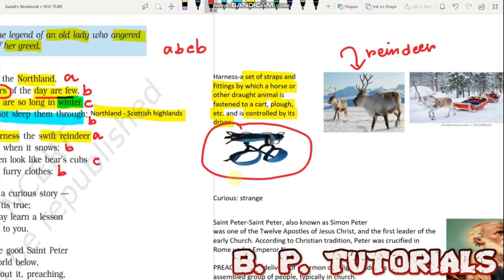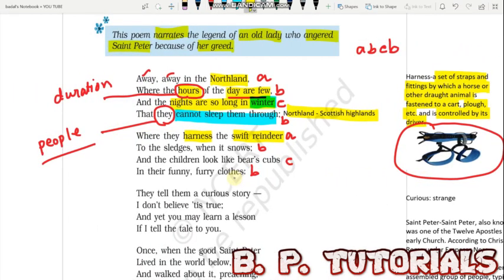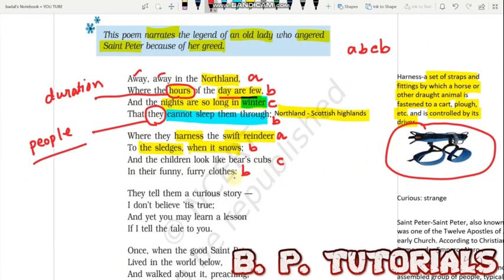So reindeers are used because they are what? Swift. They can move very fast, and that is why they are used for communication. How do they use that? To the sledges. Reindeers are harnessed to the sledges, and when do they do this particularly? They do it when it snows. So take a look at the sledge. As you can see in the picture, this is the sledge, a vehicle which is pulled by reindeers. The reindeers are harnessed with the sledge and made to pull it, and this way they do all sorts of communication, for carrying things or carrying people or whatever you require.